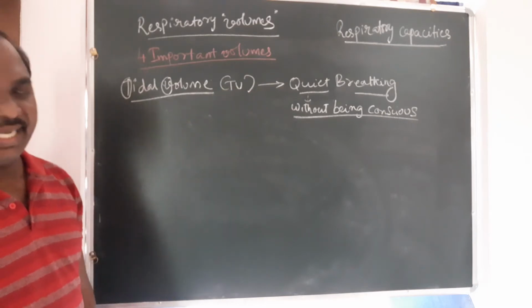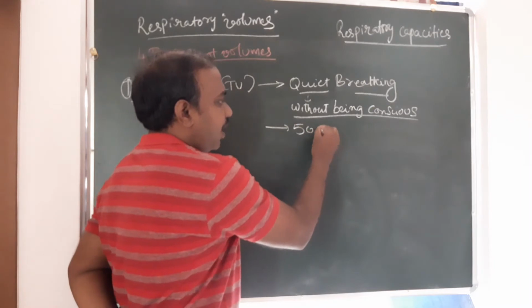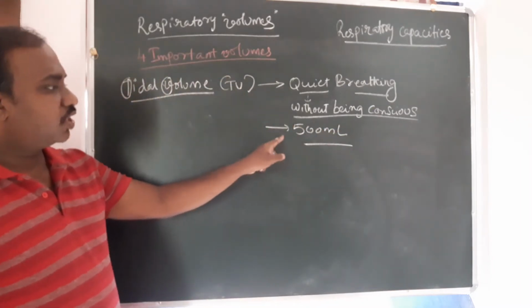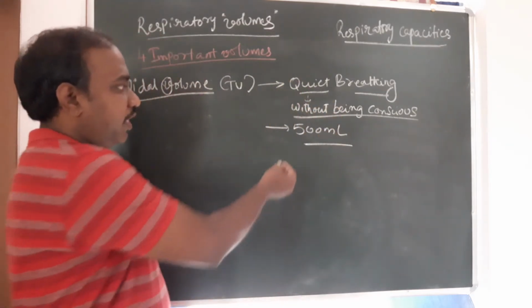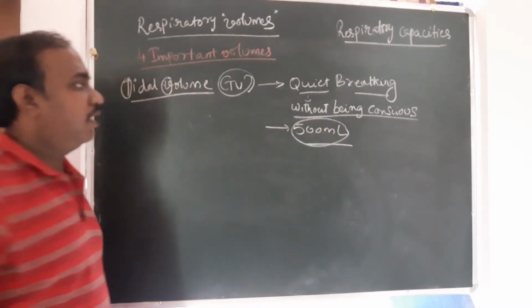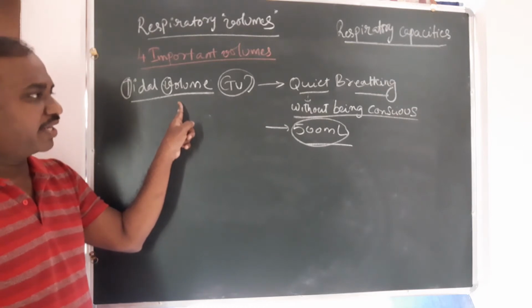How much of the air is there? That is 500 ml. So that is 500 ml of inspiration, 500 ml of expiration. You see? So a total of tidal value, how much of it is? 500 ml. 500 ml is the tidal value.